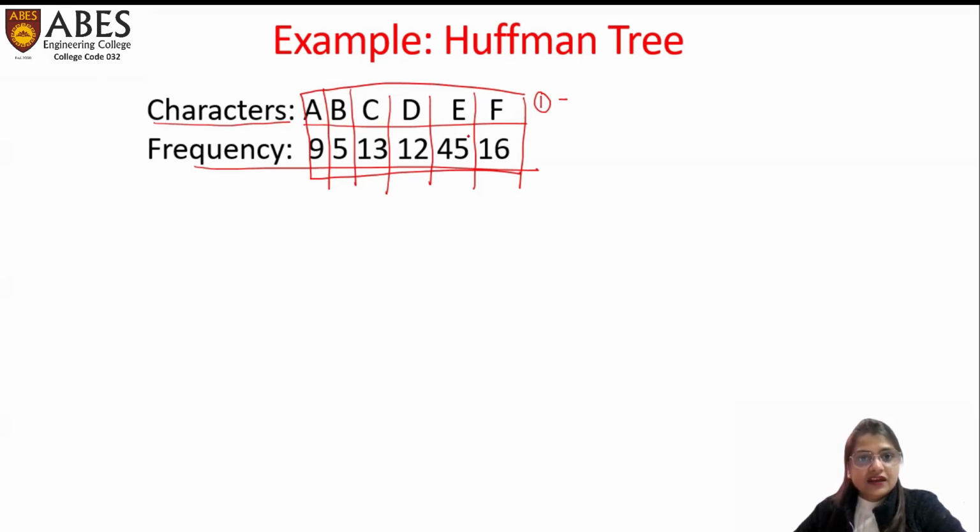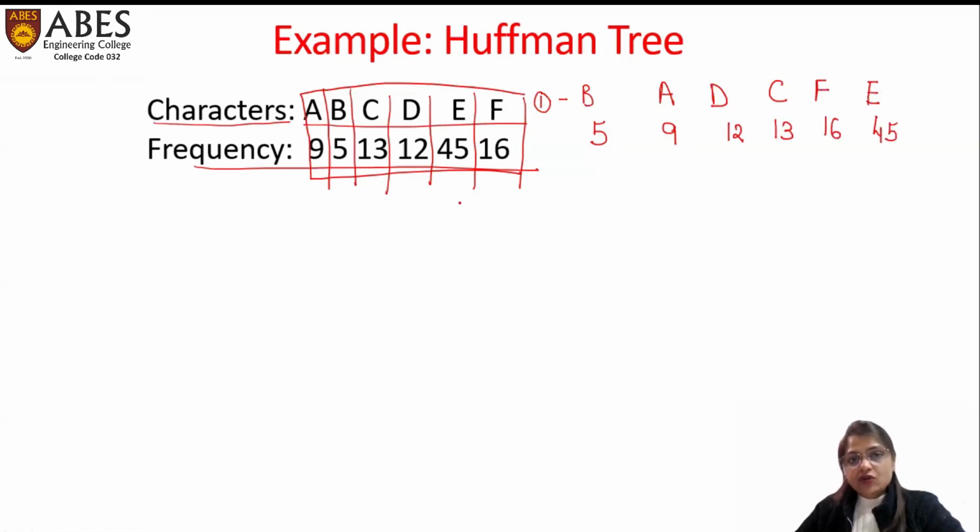Very first node will be B, then A, after that D, then C, then F, and then E. I am arranging all these data elements in ascending order as per their frequency, which is B is 5, A is 9, D is 12, C is 13, F is 16, and E is 45. After this, as per the algorithm which we have seen in my last slide, we have to extract two minimum nodes. That's why I have arranged all these data items in ascending order.